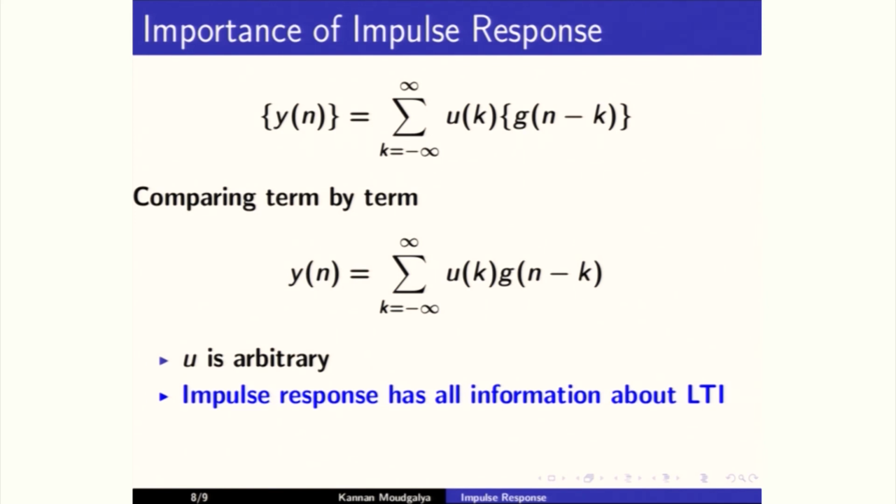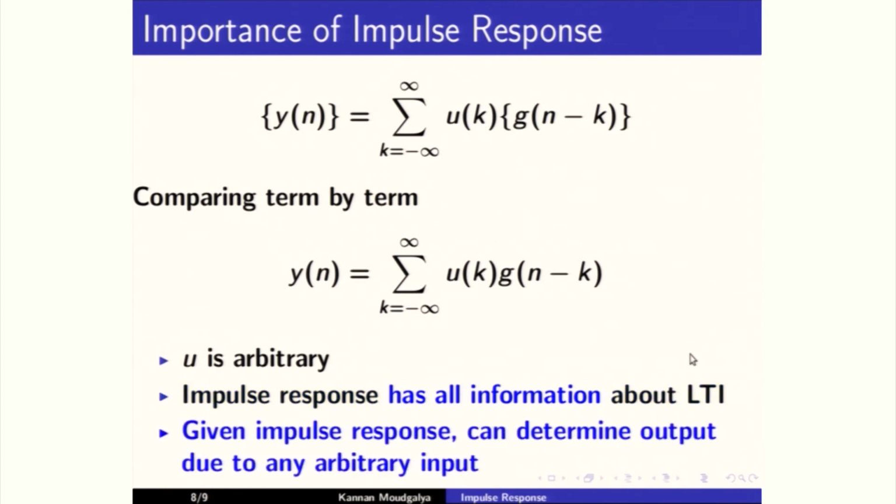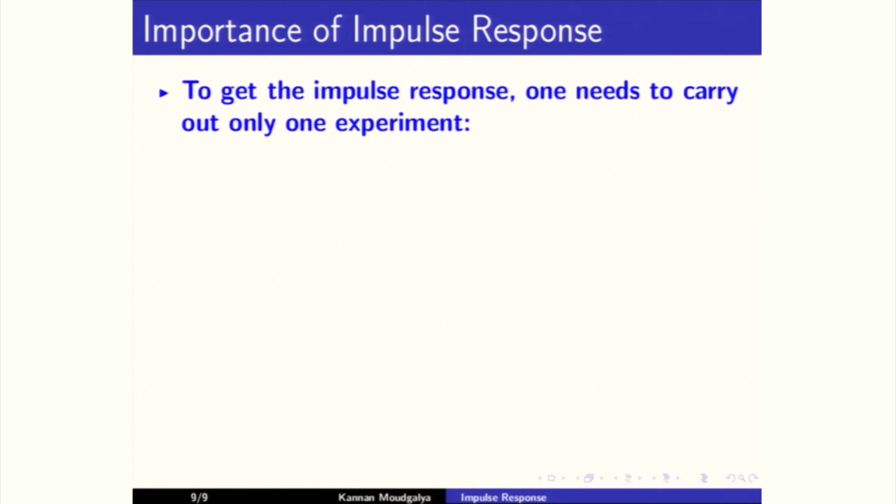So we say that the impulse response has all information about this LTI system, linear time invariant system. Recall why LTI? We are using the same g because it is time invariant, we are using the same linear combination because it is linear. So it is linear time invariant system. So impulse response has all information about this LTI. Given an impulse response, we can determine the output due to any arbitrary input. We will further consider the impulse response and its importance.